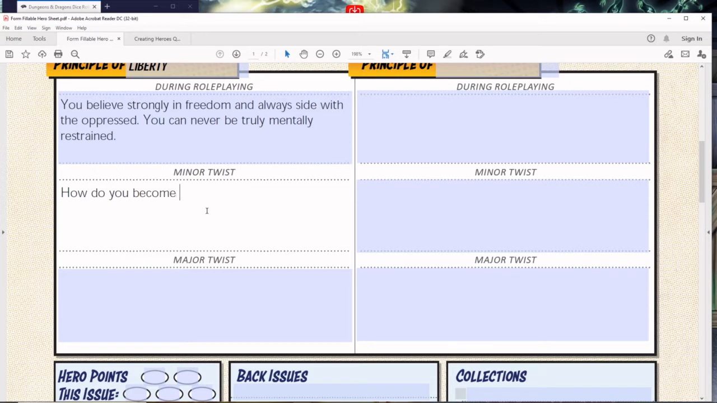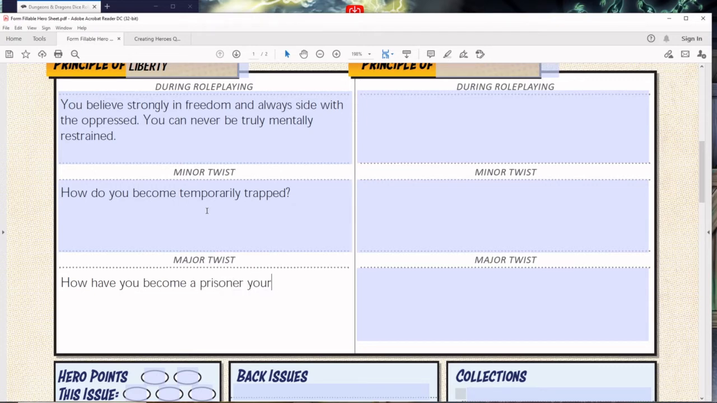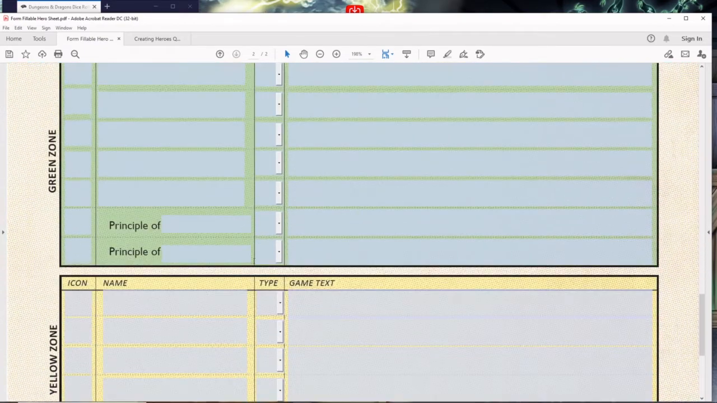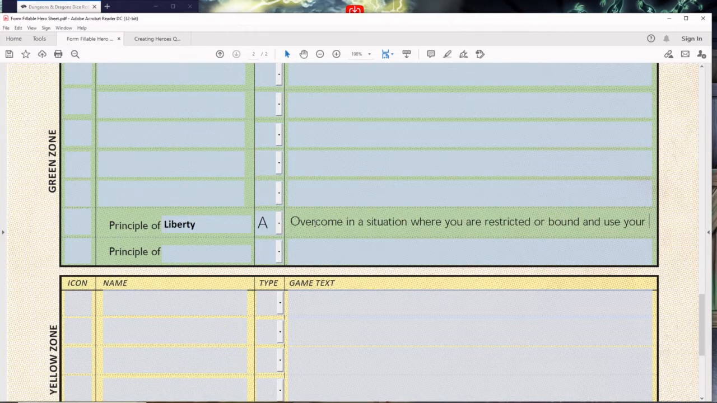How do you become temporarily trapped? And this is a minor twist, and the major twist is, how have you become a prisoner yourself? Yep. So those are that, and we're going to go ahead. Most of the principal abilities are fairly similar. There are a couple that are different. Oh, right, I forgot the tabbing is very wonky. Overcome in a situation where you are restricted or bound and use your max die.